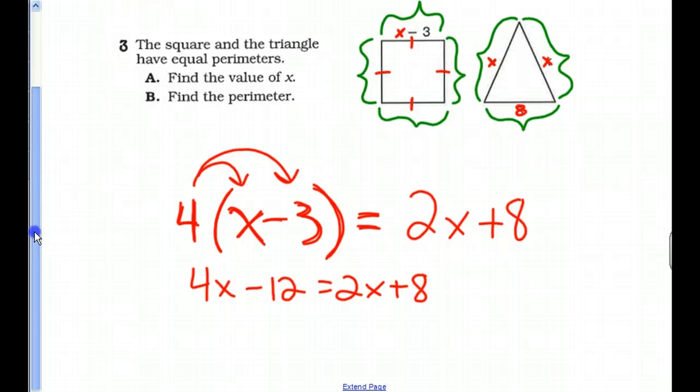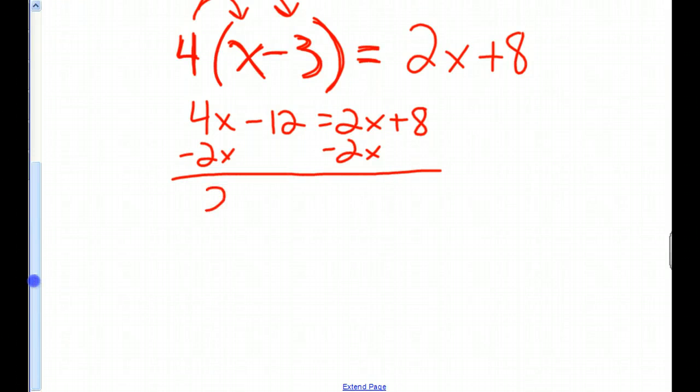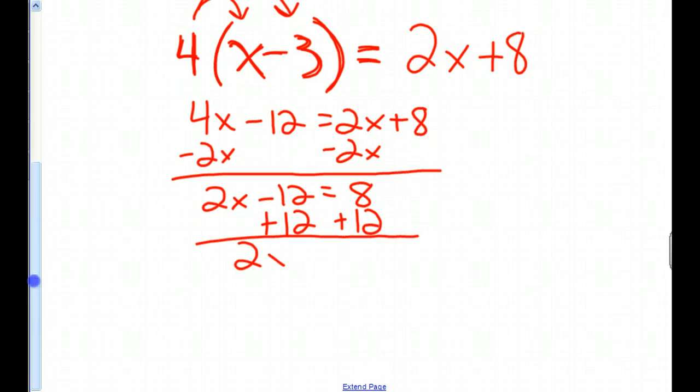Remember, what I'm trying to do when variables are on both sides is get our x's all to one side. So I'm going to subtract 2x from both sides. I get 2x minus 12 equals 8. Now I'm going to add 12 to both sides. This is just a two-step equation. We've seen hundreds of these. 2x equals 20. Now what do I do? Now I want to get this x all alone. Remember, isolate. So x equals 10.